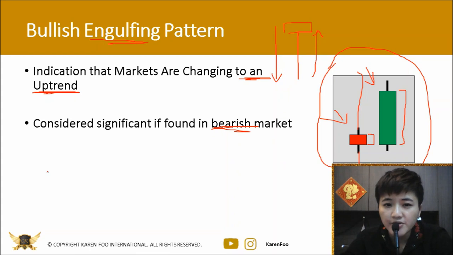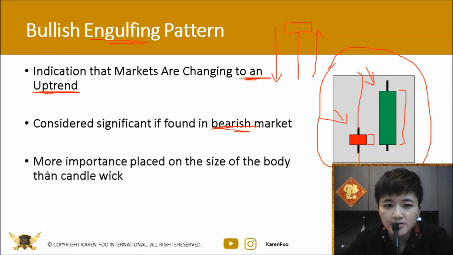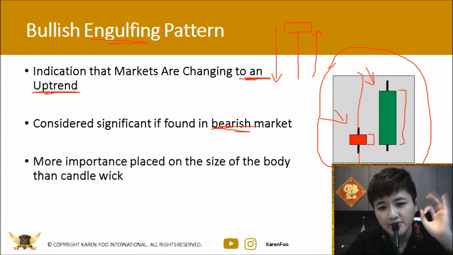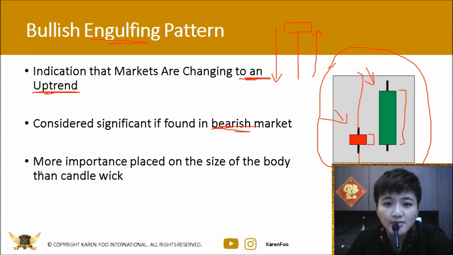Okay. So like I said, when you look at these candle combinations, you need to place emphasis on the size of the body, then the candle wick. Your focus needs to be on the candle body rather than the shadow, rather than the candle wick. If you still don't understand what's a candle body, what's a candle wick, go and watch my earlier YouTube videos.